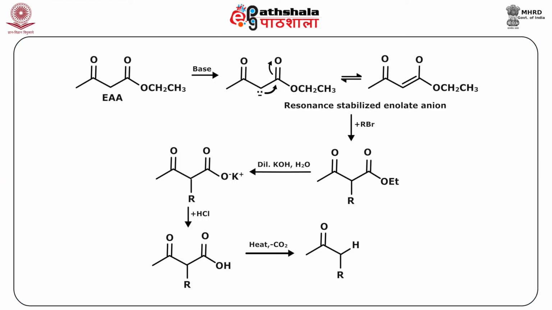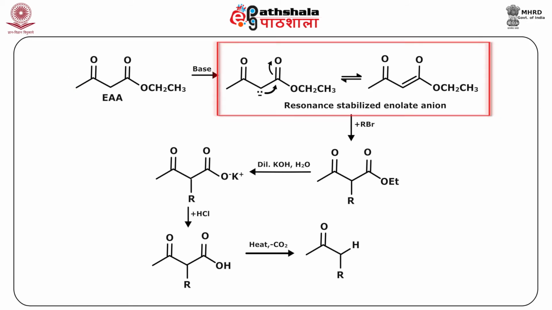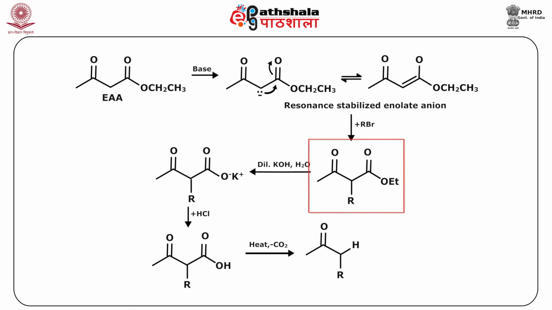Abstraction of the acidic proton from either EAA, ethyl acetoacetate, or diethyl malonate generates an enolate anion which can be regioselectively alkylated as shown here. In the presence of a base, an anion is generated which can undergo resonance leading to the formation of an enolate anion, which in the presence of the alkyl halide leads to the substitution of the alkyl group at the active position. In the presence of the dilute base, hydrolysis takes place, forming the carboxylic acid, which then gets decarboxylated to form the alkyl group at that end of the molecule.